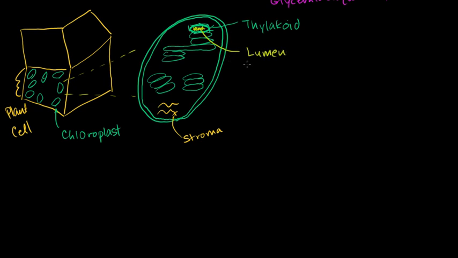And just to get all of our terminology out of the way, a stack of several thylakoids, just like that, that is called a grana. That's a stack of thylakoids. That is a grana. And this is an organelle.